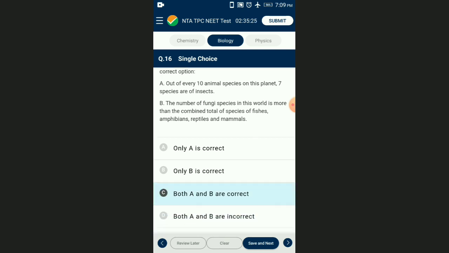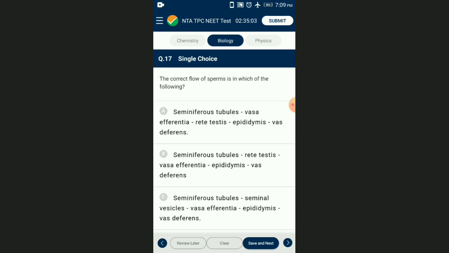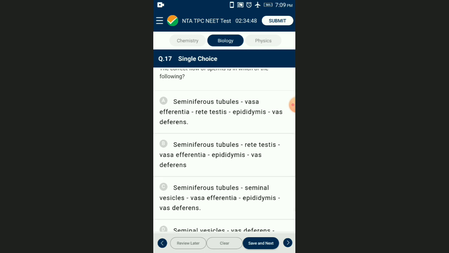Both A and B are correctly given. Question number 17. Spermatogenesis is carried out in seminiferous tubules of testes, where the germ cells develop into male gametes with the help of Sertoli cells and androgens.